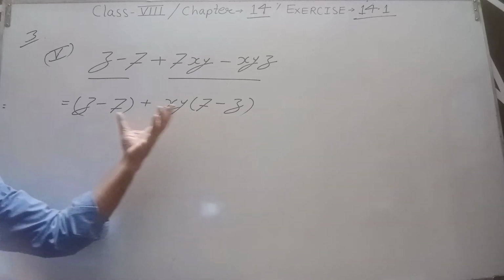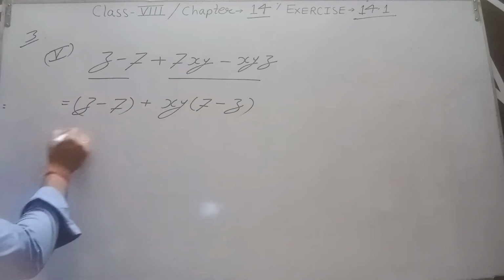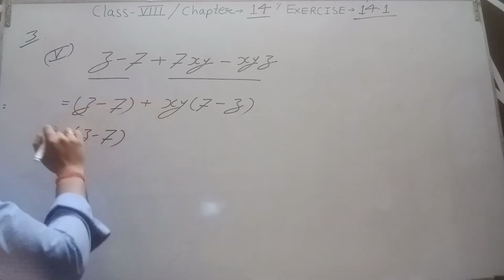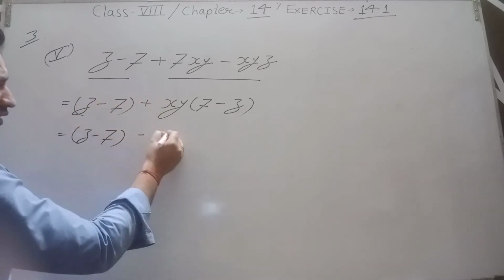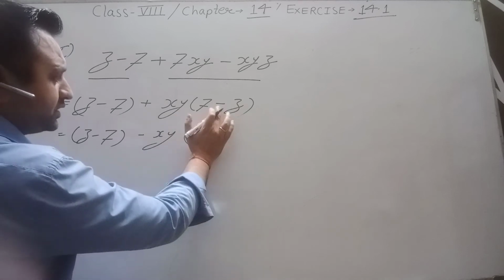So to simplify it, we use a trick. What is the trick? We replace the plus with minus sign, and in the bracket we change the signs.